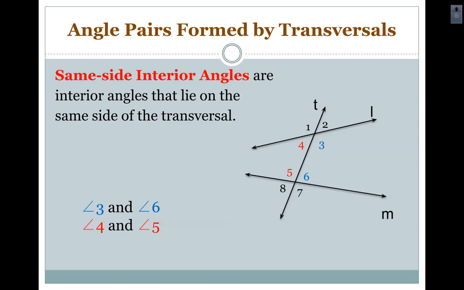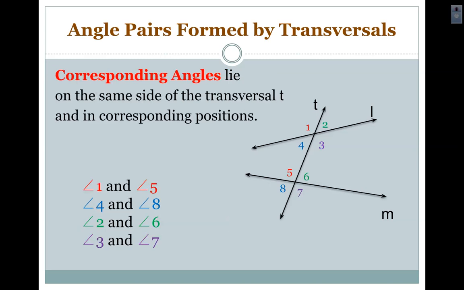All right, let's look at our next pair. Corresponding angles. This is the only one that has 4 angle pairs, special angle pairs. These are going to be on the same side of the transversal and in corresponding position. Now, understanding what corresponding position means, that means they kind of relate. They're in the same type of position. They correspond to one another.